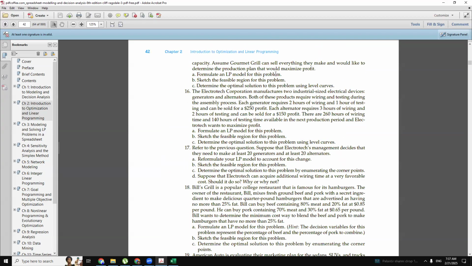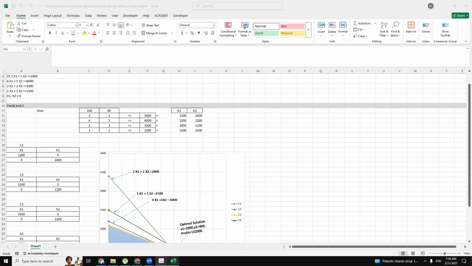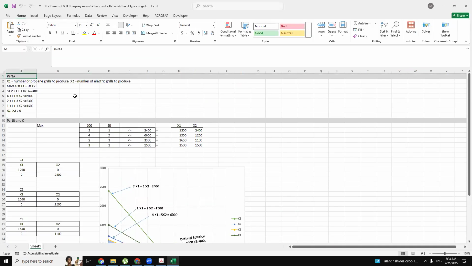Now, this question is divided into three parts. First, we need to provide the LP model of this problem, then the sketching of the feasible region, and then the third part is to determine the optimal solution using level curves. So I've used an Excel file to solve this question.